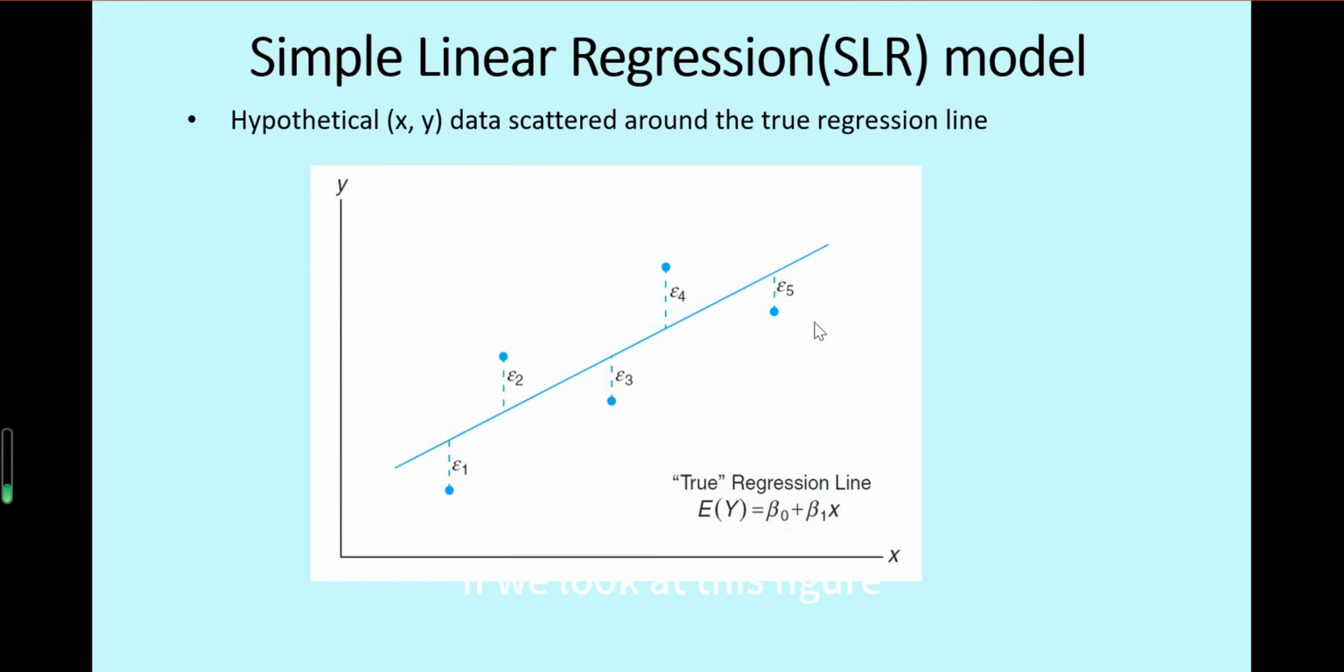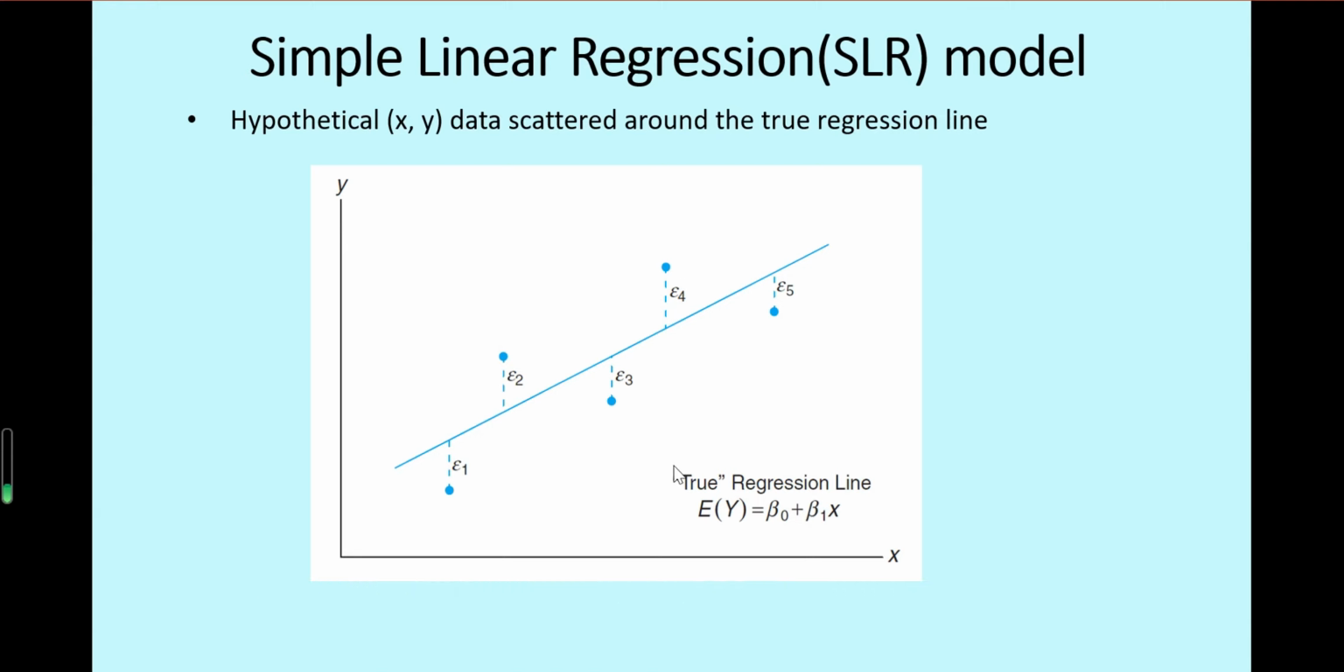If we look at this figure, based on the previous beta 0 plus beta 1 x, this is a straight line, and we also plot the real observed values. Because nobody will tell you this is the straight line, what are beta 0 and beta 1? What we know is the observed value for each point. For this x value, the point can be here, also can be here.